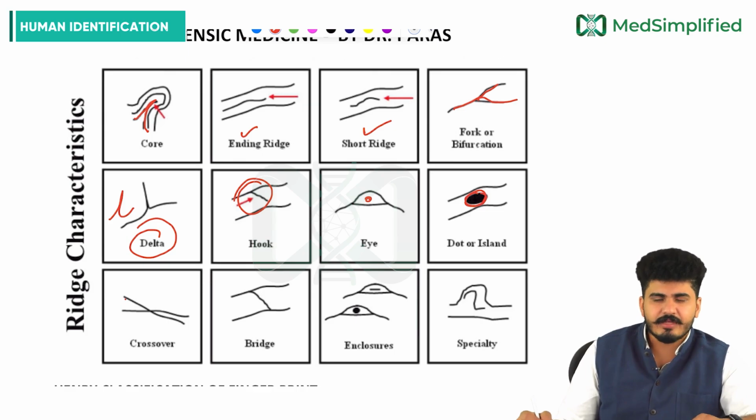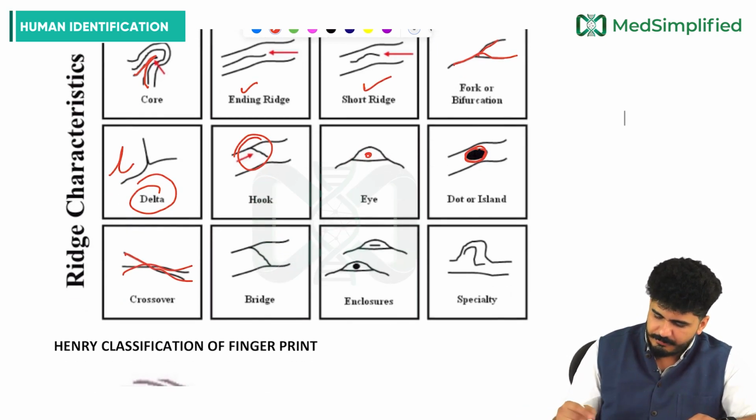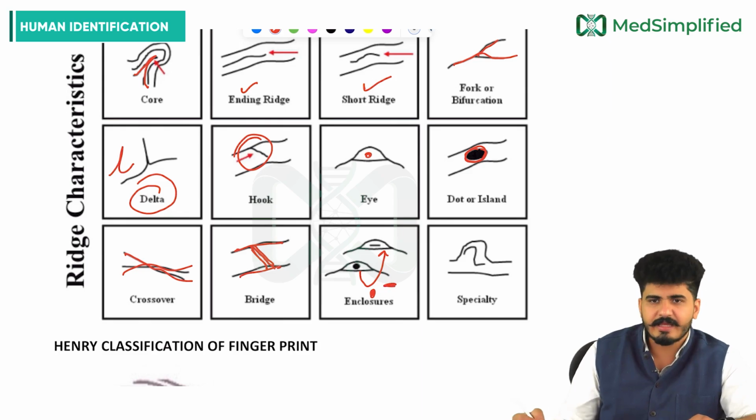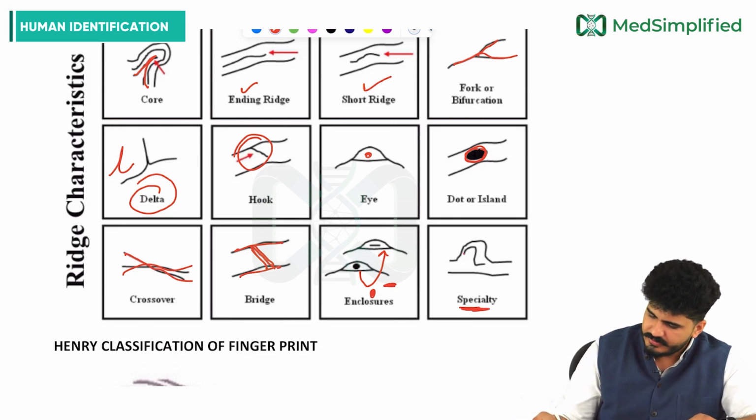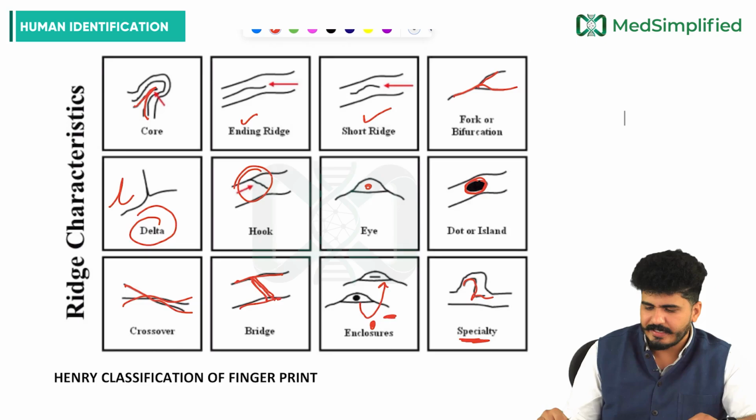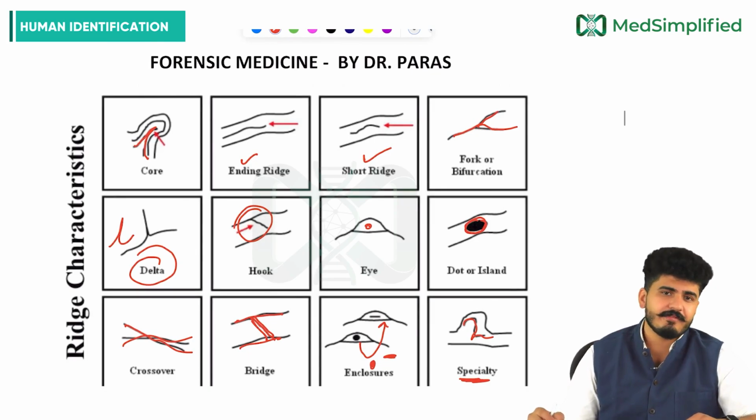Other than that, we are having crossover. You can see crossover. Then there will be a bridge. You will see bridge formation happening here. Then there will be enclosures like this. There will be dot and there will be a line like this. Then spicularity. Spicularity, you will see it is like a 2. So these are the different types of ridge characteristics we are having, which is helpful in identifying the fingerprint.